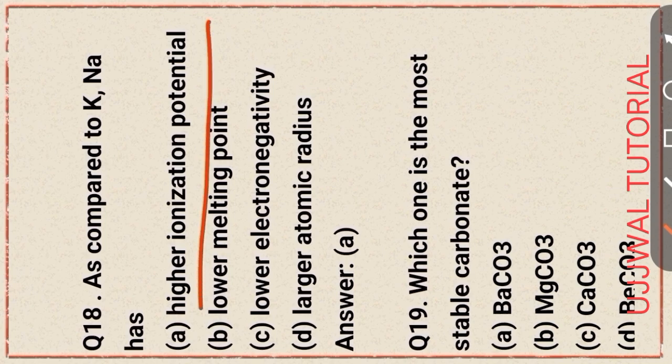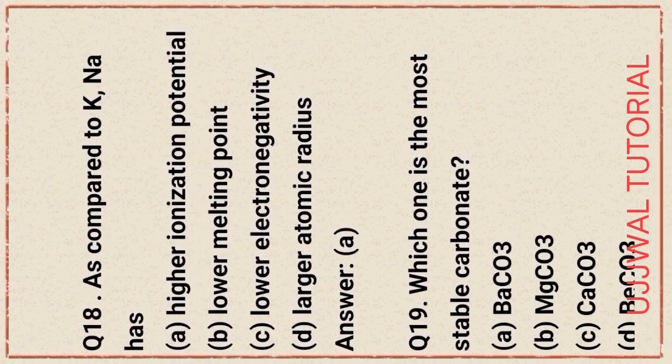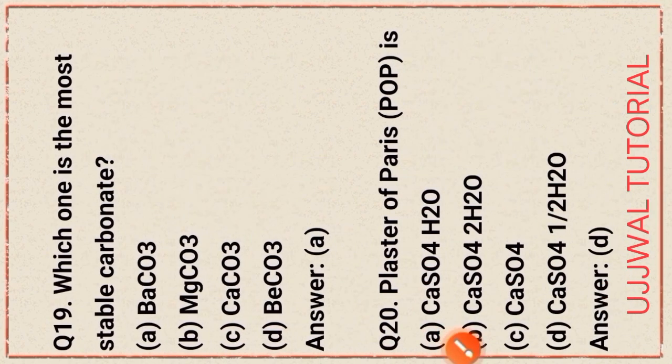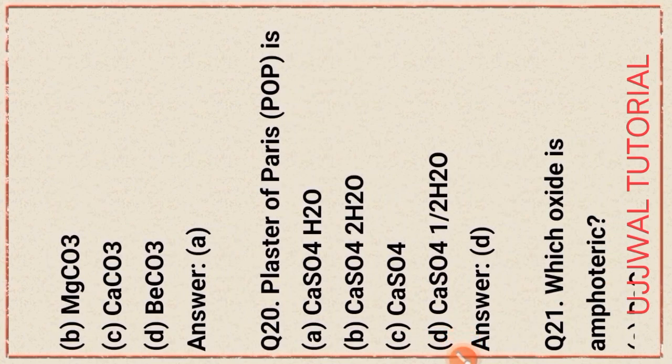Next question: which one is the most stable carbonate? That is option A, barium carbonate, BaCO3. Next question: plaster of Paris is option D, that is CaSO4·1/2H2O.